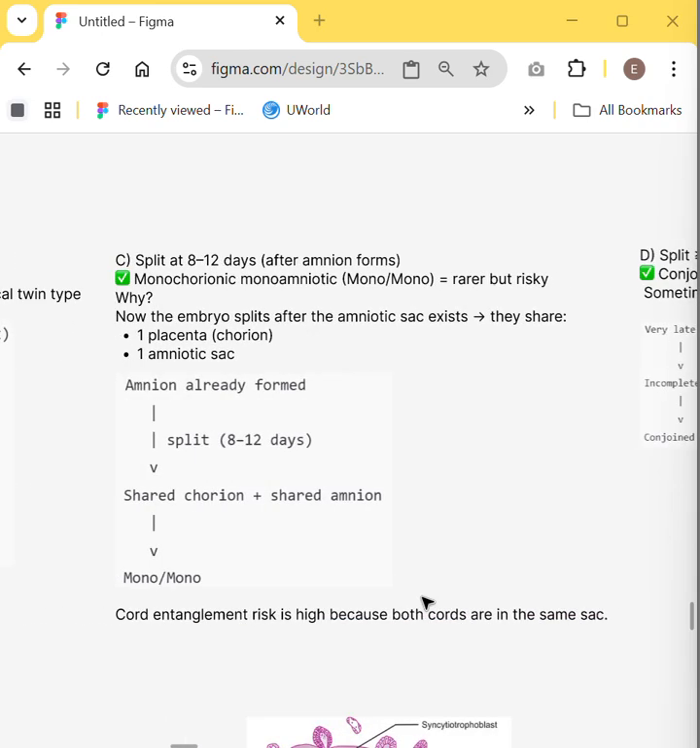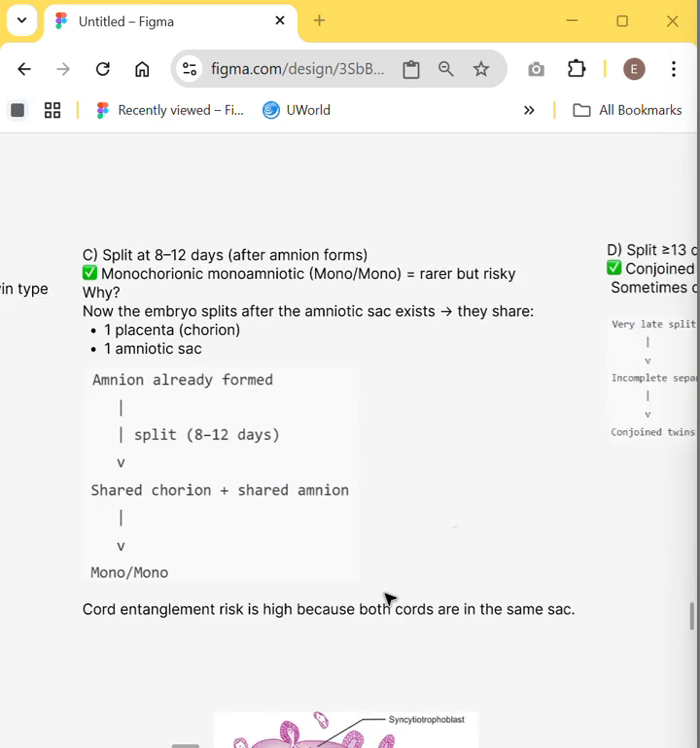Then you have a split at 8 to 12 days, after the amnion forms. Once the chorion is formed and the amnion is formed, a split will create monochorionic, monoamniotic. This is rare but risky. Why? Because now the embryo splits after the amniotic sac exists. So basically, the twins share a placenta and they share an amniotic sac. There's a very high cord entanglement risk because both cords are in the same sac. That is something you should know.